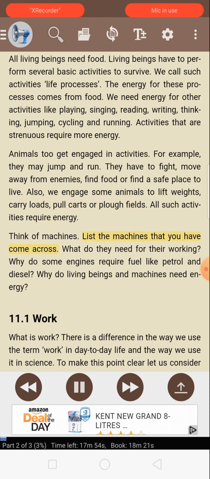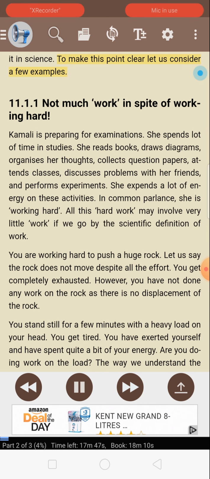Think of machines. List the machines that you have come across. What do they need for their working? Why do some engines require fuel like petrol and diesel? Why do living beings and machines need energy? 11.1 Work. What is work? There is a difference in the way we use the term work in day-to-day life and the way we use it in science. To make this point clear, let us consider a few examples.